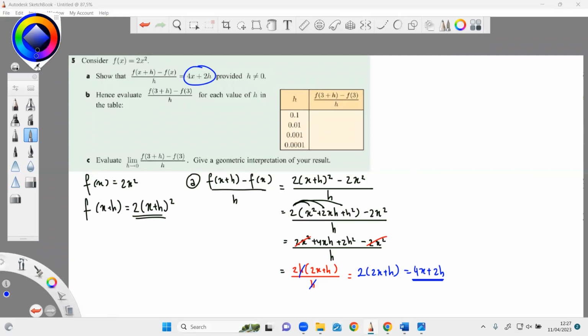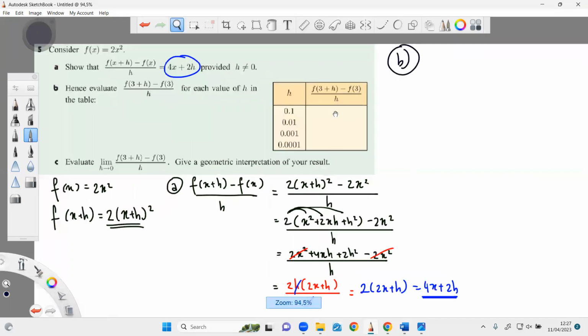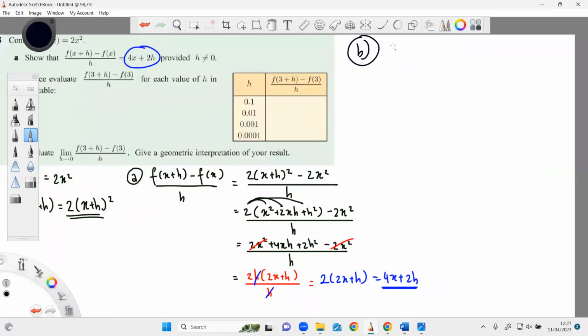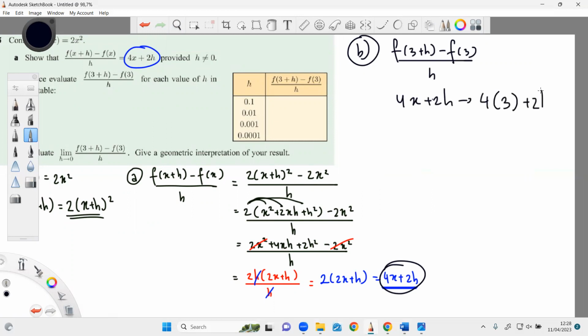Now question B. Evaluate f(3 plus h) minus f(3), over h. So you just simply put like this. So for 4x plus 2h, which means 4 times 3 plus 2h, 12 plus h, right? This is for part B.